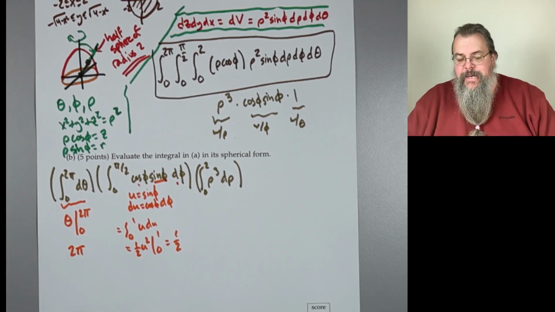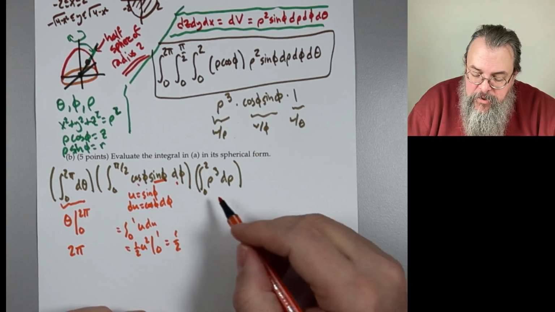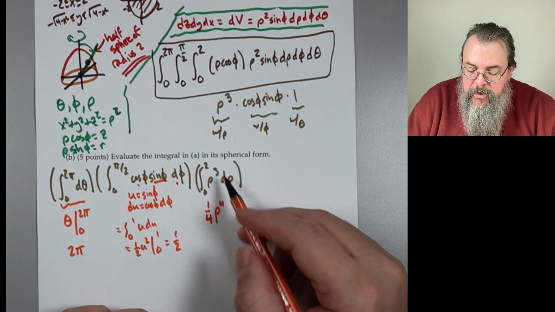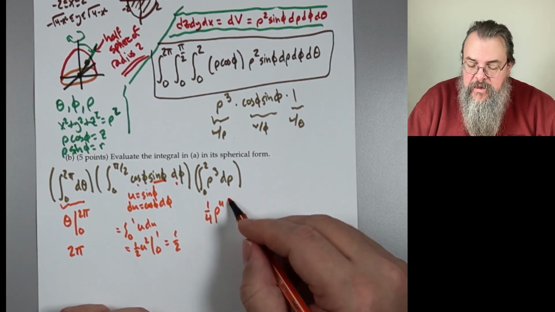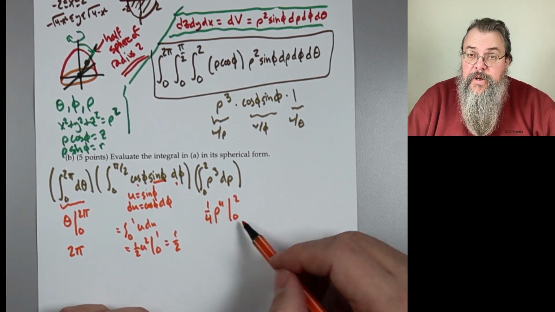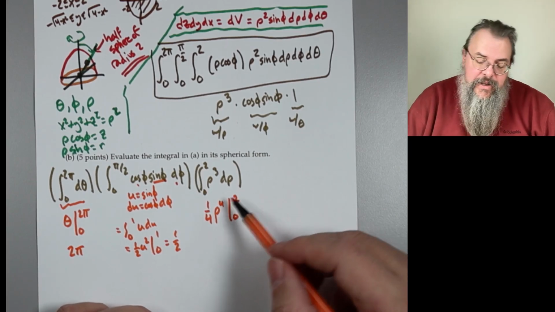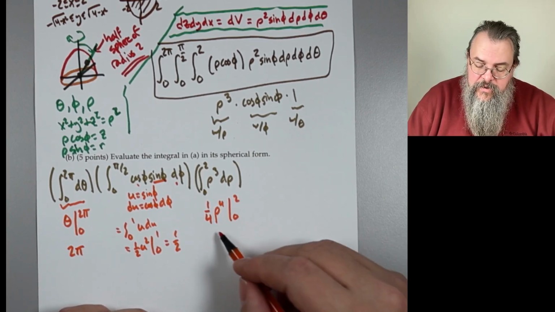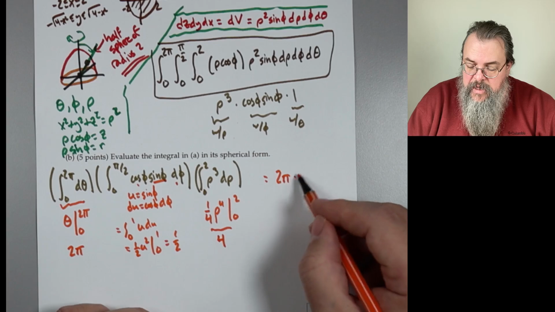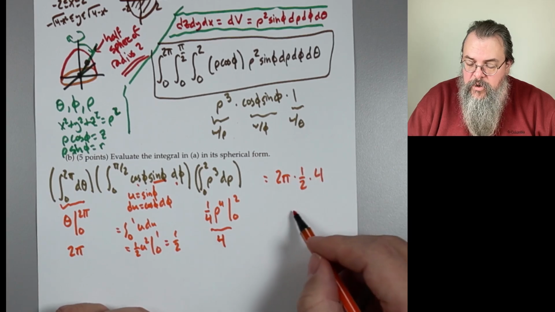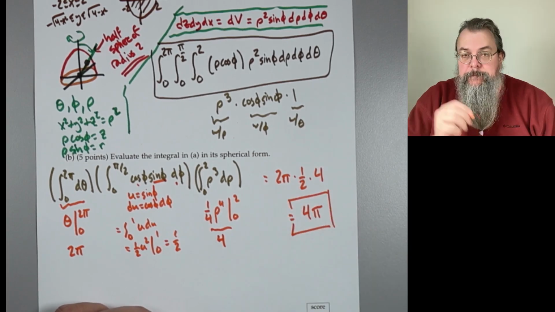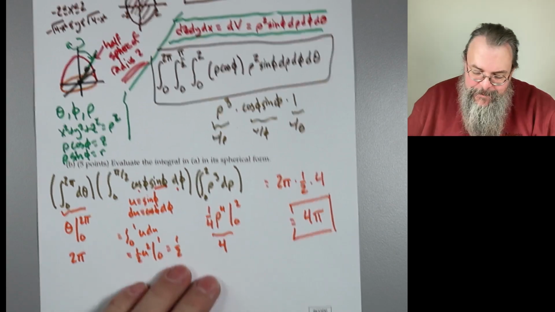Nice. All right, now the last integral, well, that one's not too bad. We can just straightforward do 1/4 rho to the 4th, add 1 to the power, divide by the power, from 0 to 2. Plug in 0, you get 0. Plug in 2. 2 to the 4th is 16. 16 times 1/4 is 4. So this is 4. So we end up with 2 pi times 1/2 times 4, or 4 pi. And we're done with number 4.